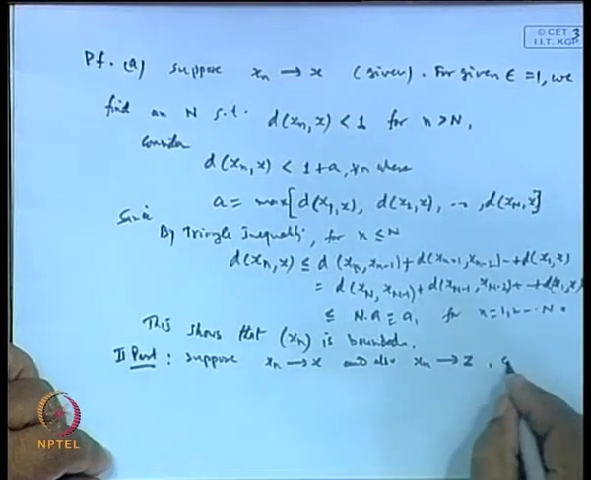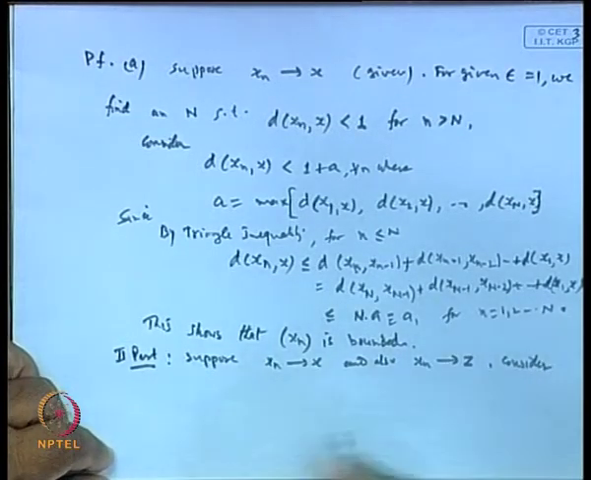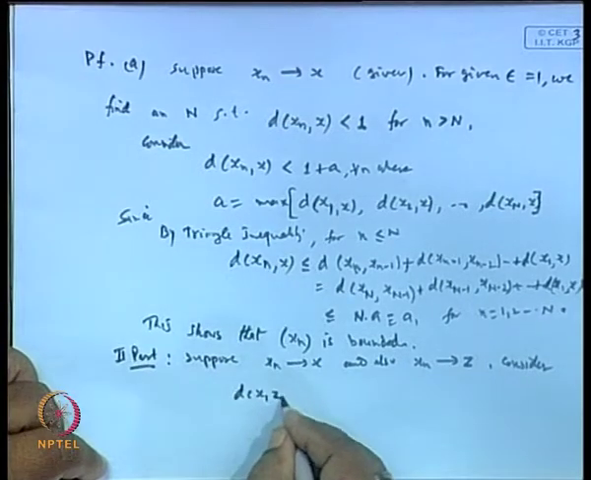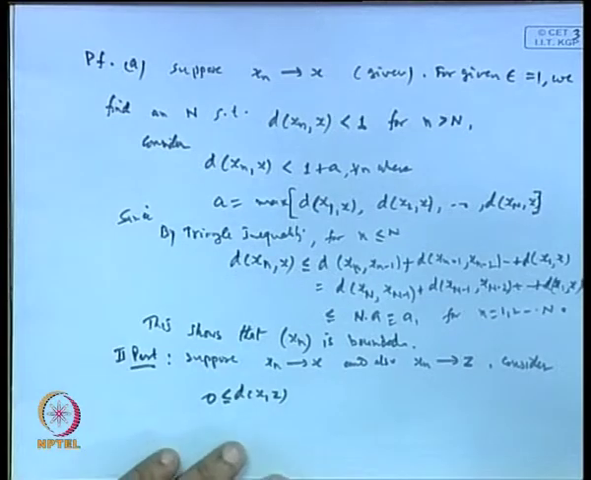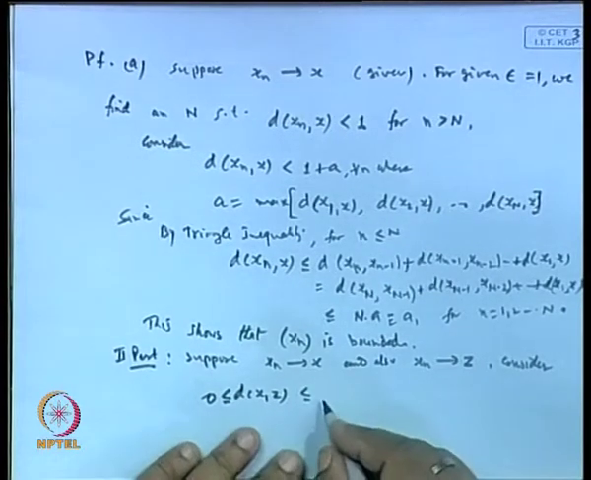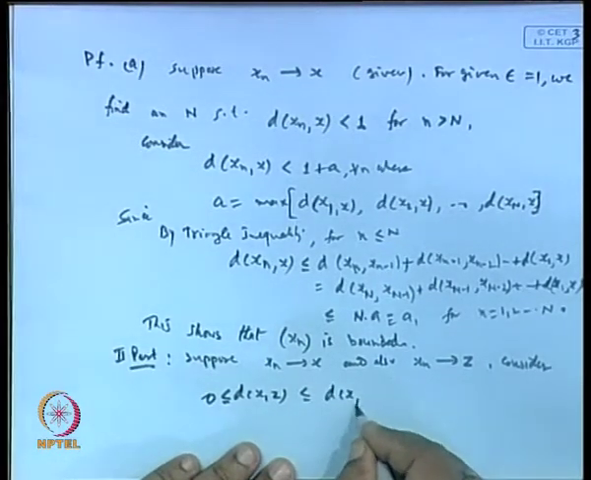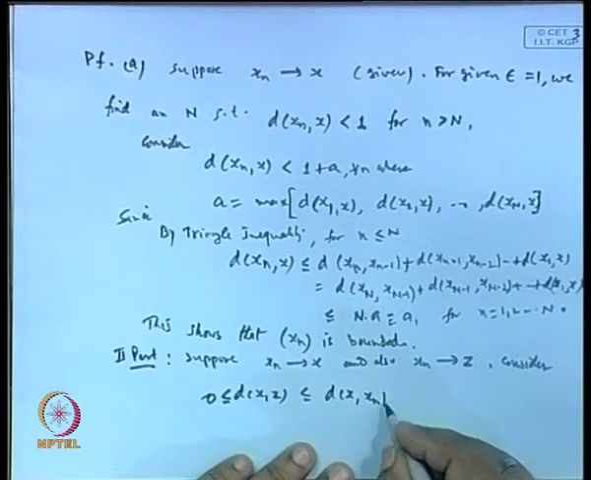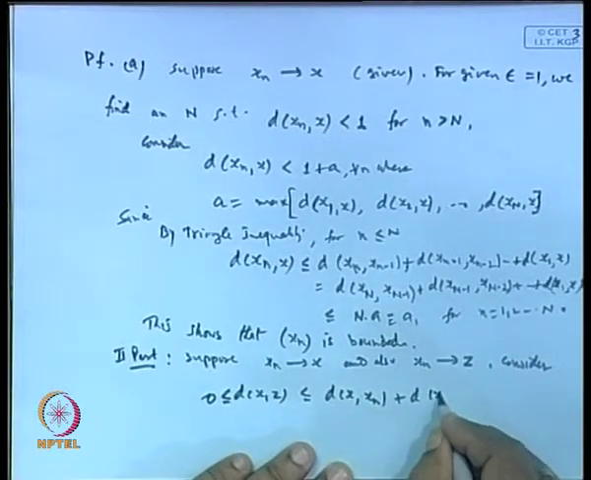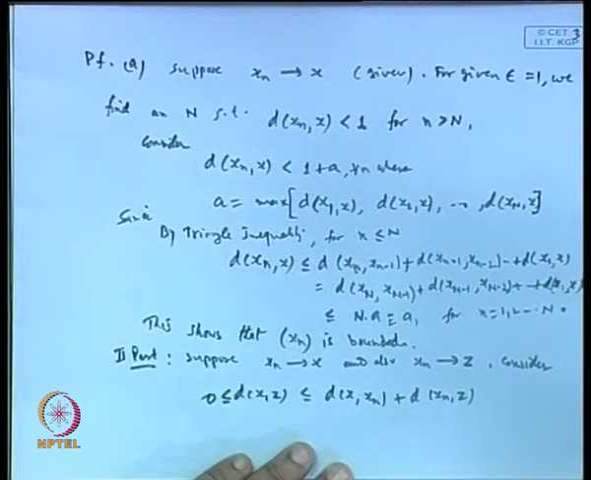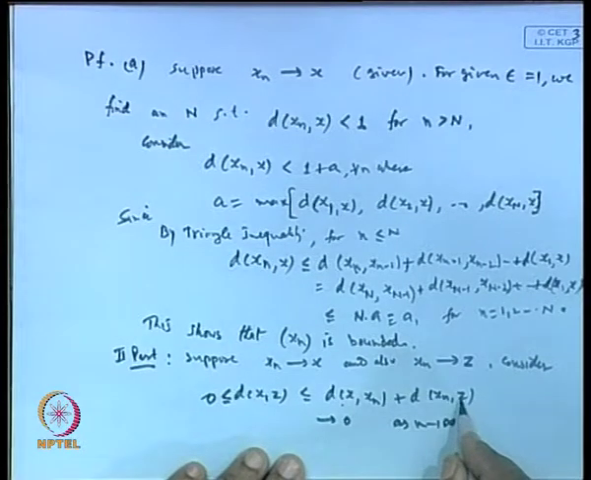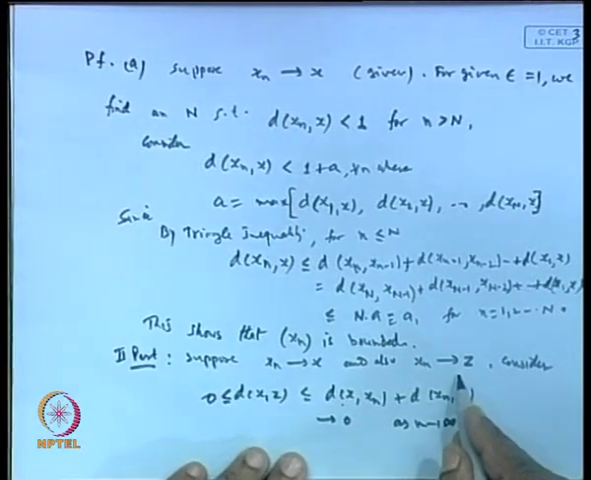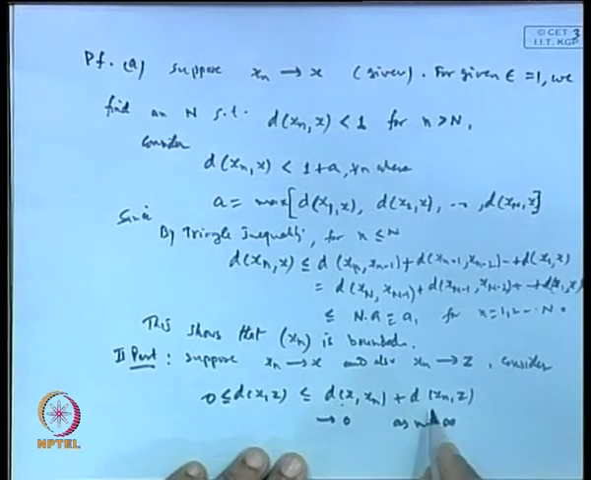So, now consider d of x comma z. Since the distance cannot be negative, it will always be greater than or equal to 0. Apply the triangular inequality. So, we get d of x comma x n plus d of x n comma z. Now, as n tends to infinity, x n converges to x as well as x n converges to z is our assumption. So, the right hand side will go to 0.